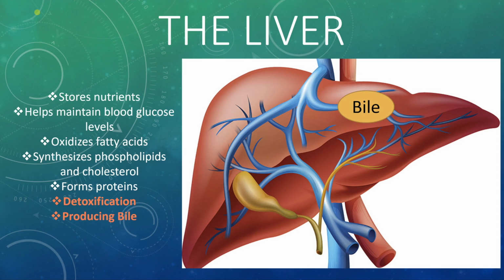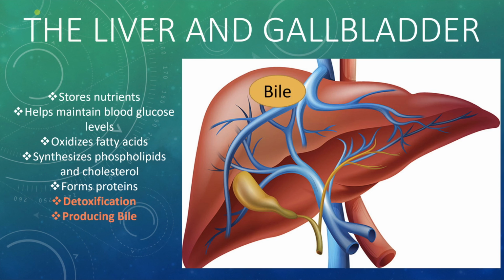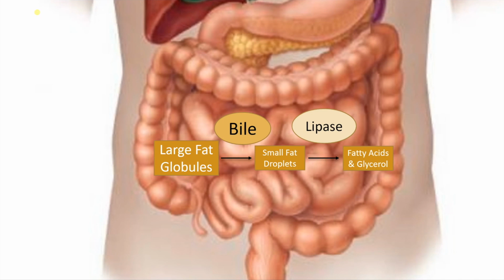The bile produced in the liver is sent to another accessory organ, the gallbladder, which stores the bile. When stimulated by CCK, the gallbladder then secretes bile into the small intestine. As explained before, the bile breaks large fat globules into small fat droplets, which then can be broken into fatty acids and glycerol by lipase.